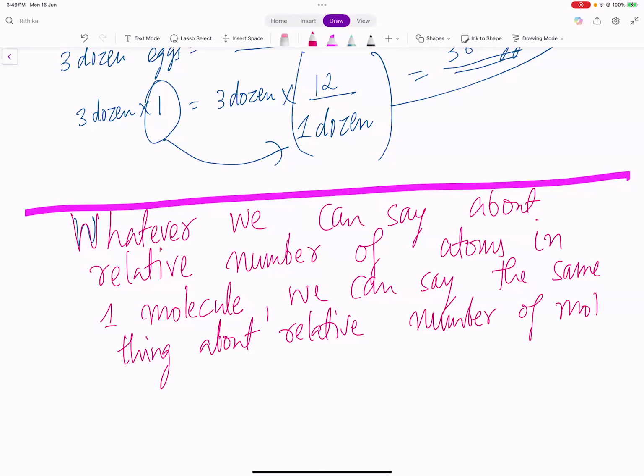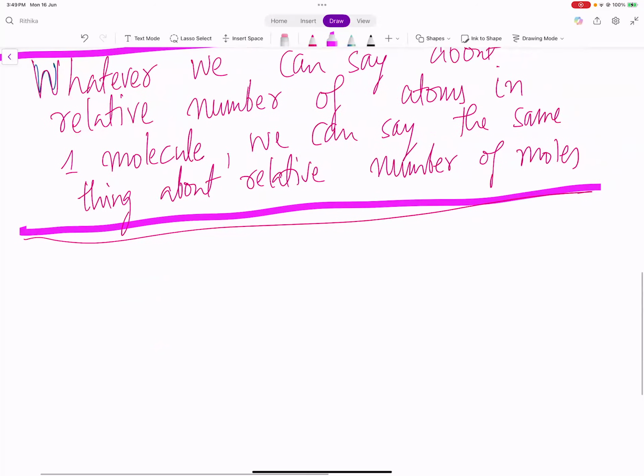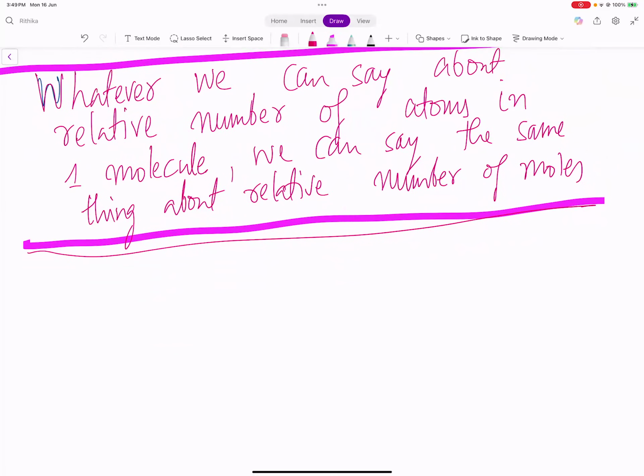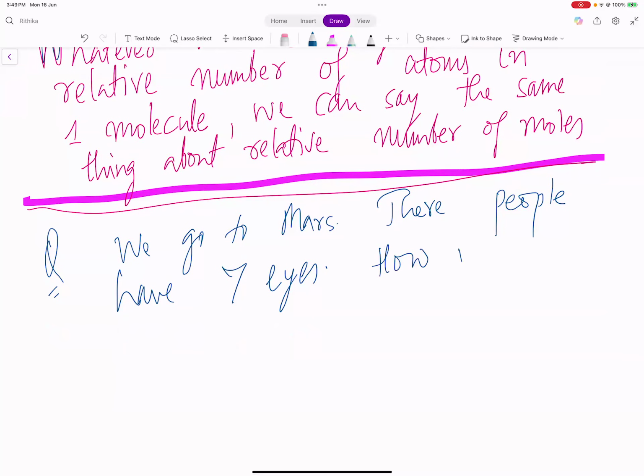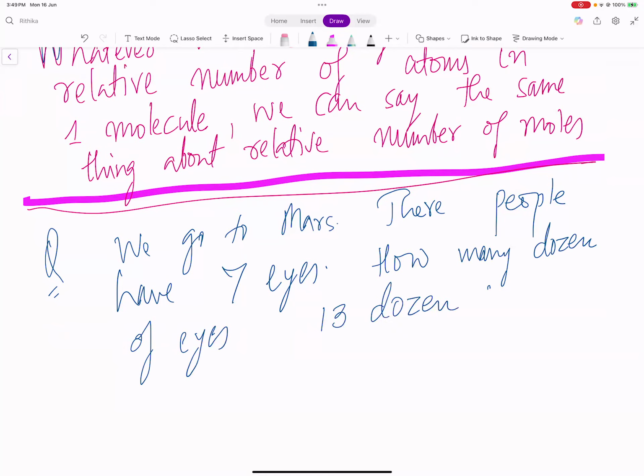Of moles. This is the counting principle on which we are going to build things. So first, I'm going to ask you a very simple question. The question is this: we go to Mars, and there people have 7 eyes. So how many dozen of eyes do 13 dozen Martians have?